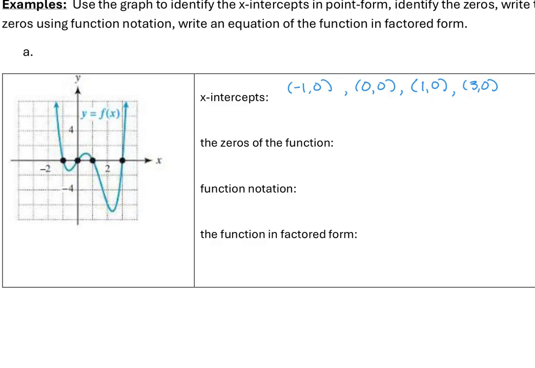The second thing we want is to know what the zeros of the function are. Remember that the primary difference between x-intercepts and zeros is that we only keep the x-coordinates. So up here, we're going to keep the -1, 0, 1, and 3. And those will be our answers.